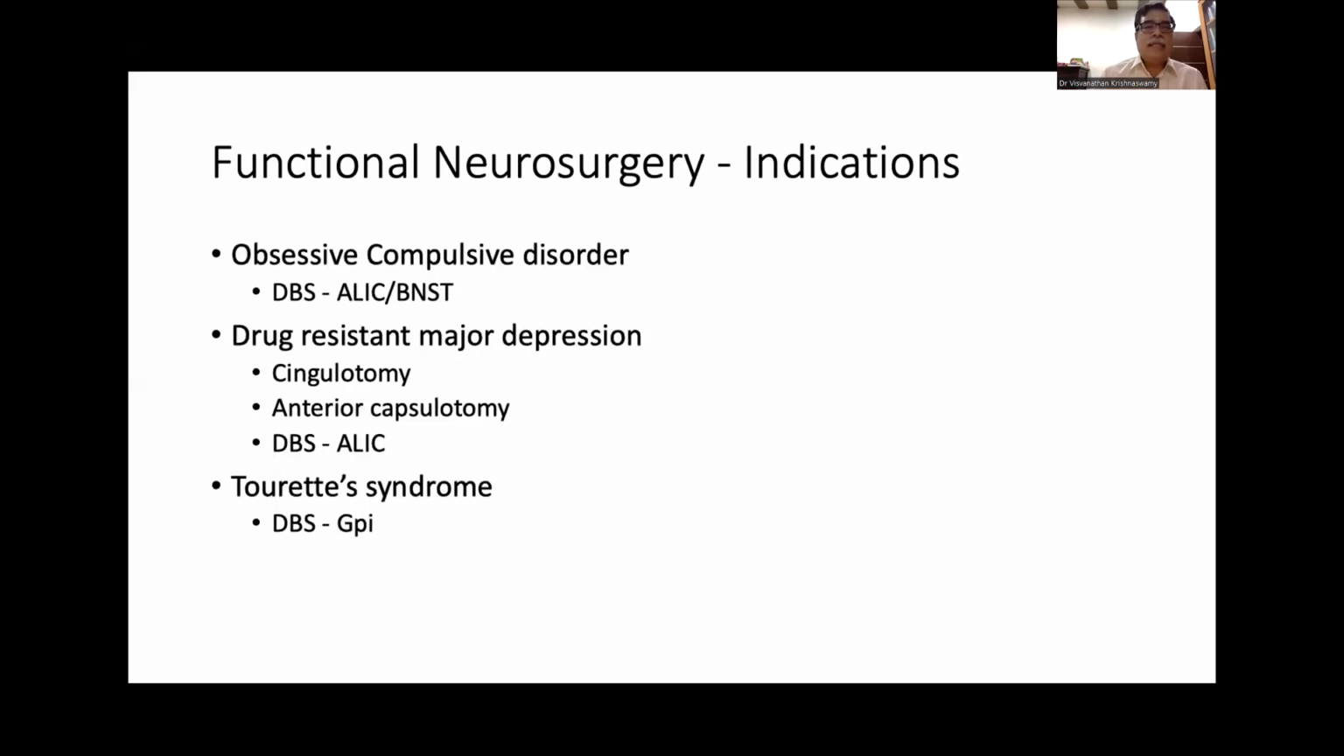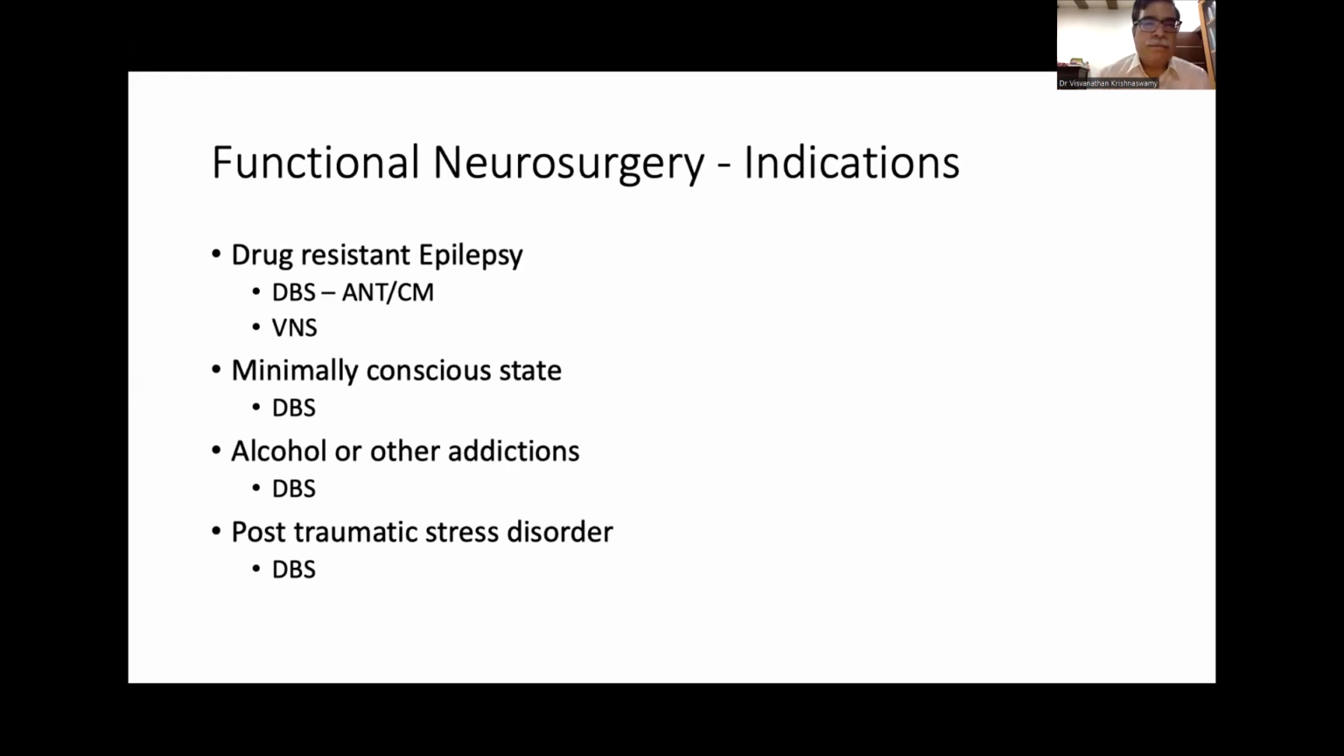Coming to psychiatric indications, for drug-resistant OCD, I have performed deep brain stimulation targeting the anterior limb of the internal capsule with a distal electrode tip touching the bed nucleus of the stria terminalis. For major depression, lesioning operations like cingulotomy and capsulotomy are probably more beneficial than DBS, but DBS is also acceptable. For Tourette syndrome, globus pallidus DBS is very beneficial.